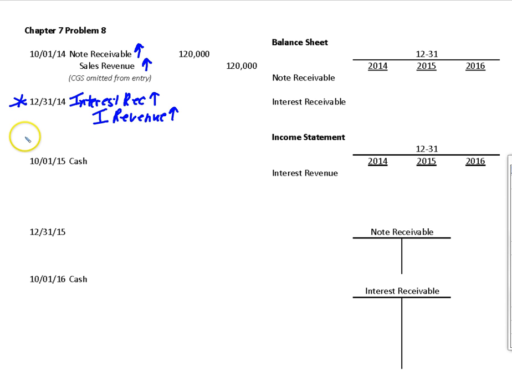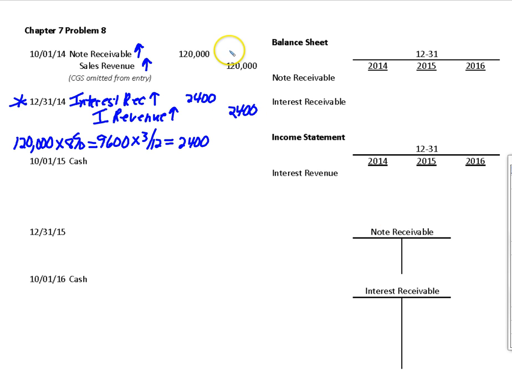So let's figure how much that is going to be. The principal of the note is $120,000. We have an 8% interest rate. So for a whole year, that would be $9,600. However, we haven't held it a whole year. It's only been October, November, and December. So that's 3 months out of 12. So we would accrue $2,400. Okay, so let's put that $2,400 in our journal entry.